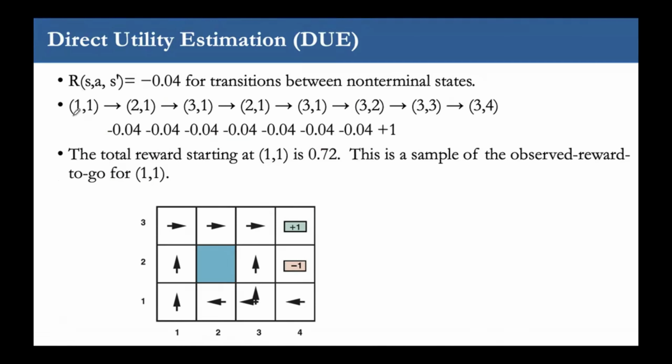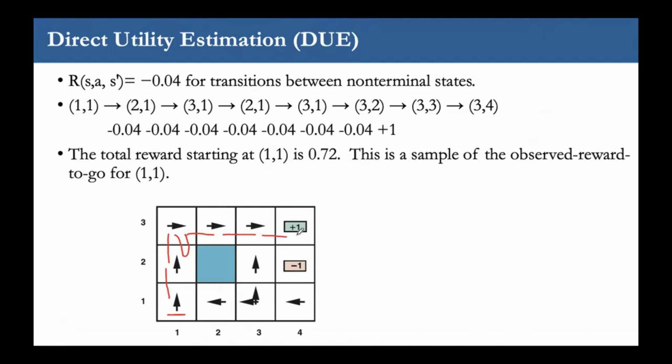So for example, consider our agent is in position 1, 1. Now from here it moves to 2, 1. Then from 2, 1 it moves to 3, 1. From 3, 1 it moves to again 2, 1. From 2, 1 again it moves to 3, 1. From 3, 1 it moves to 3, 2 and from 3, 2 it moves to 3, 3, and the agent moves from 3, 3 to 3, 4 where it reaches the goal state.